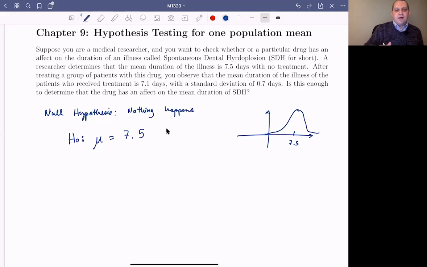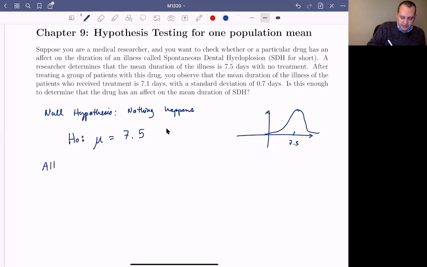There are different aspects to this question, and there are different methods that we're going to use to solve it. We'll talk about all the details as we go along. But the main idea is that we just want to check, does this drug have an effect or not? So the null hypothesis is that the drug has no effect. In other words, the mean is 7.5 days, whether or not you have this particular drug for the illness.